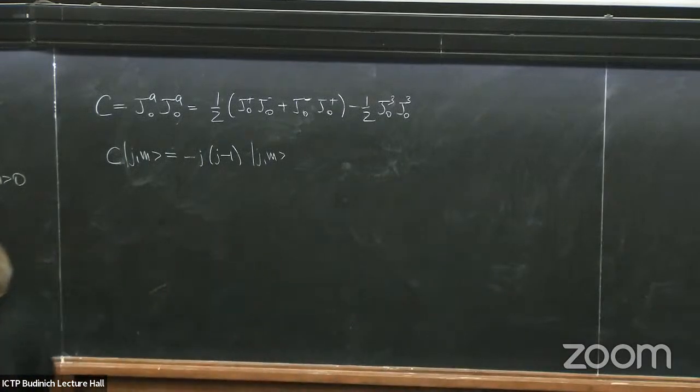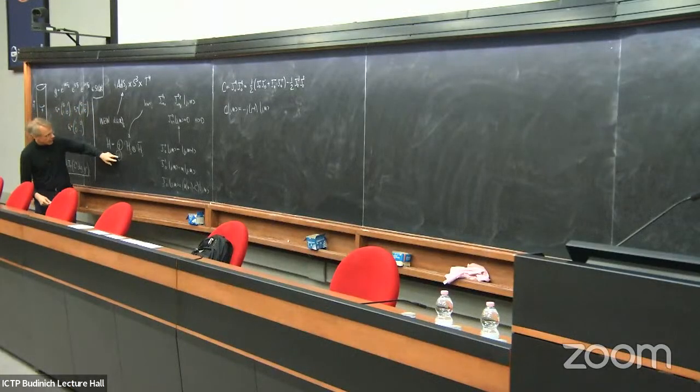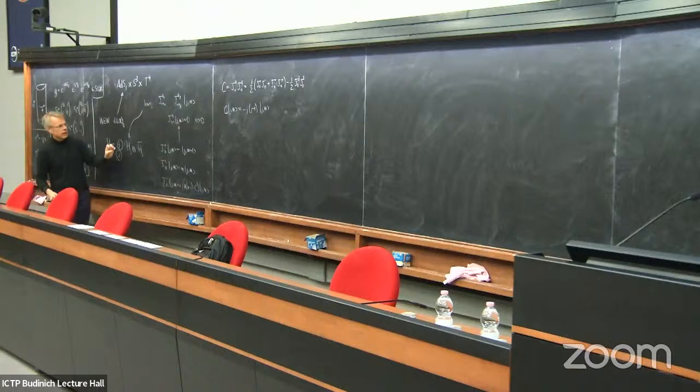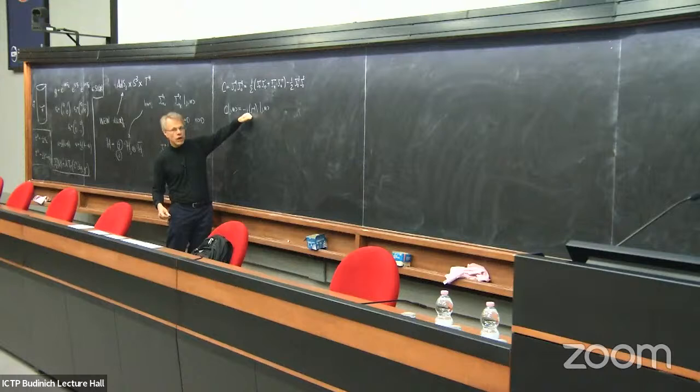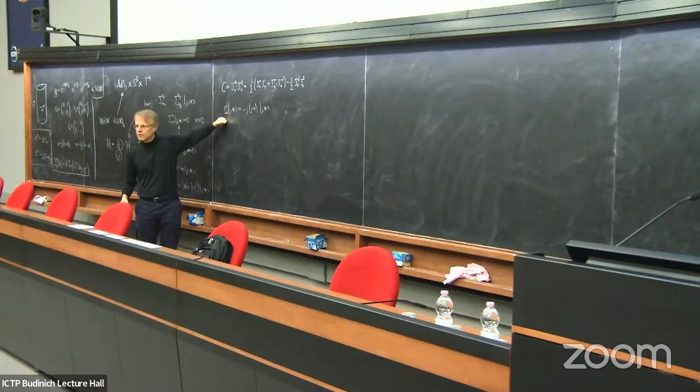So then the question is, what are the values of m that run? Oh, I mean, when I specify j, what I mean by that is I specify the representation. The representation will be given by specifying what value j takes, and therefore what value the Casimir takes.